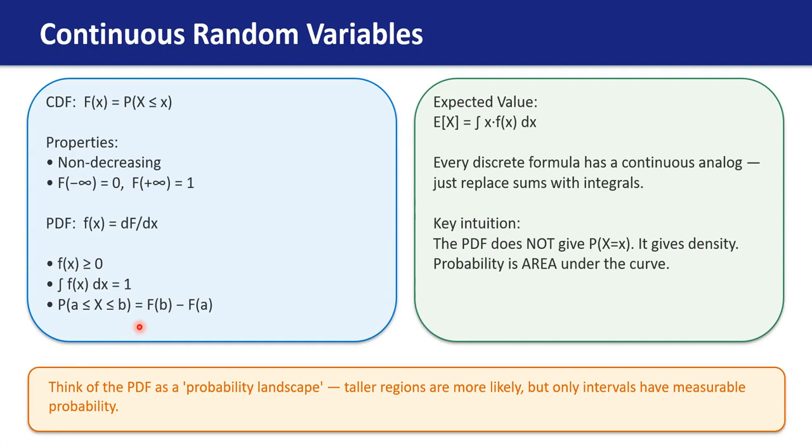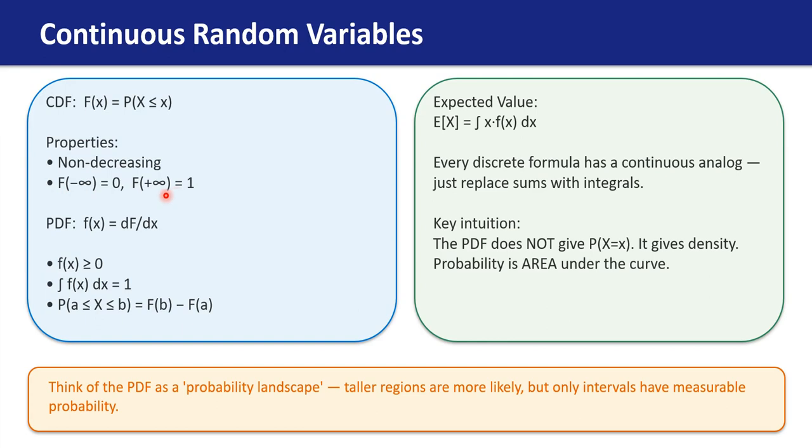For continuous random variables, we need slightly different tools because single points have 0 probability. The cumulative distribution function, or CDF, is F of x equals P of X less than or equal to x. It tells us the probability that X is at or below x. The CDF always goes up or stays flat. It starts at 0 when x is very negative and approaches 1 when x is very positive.